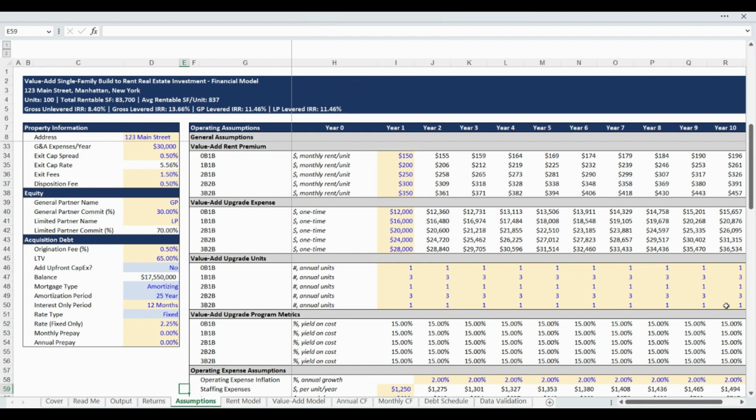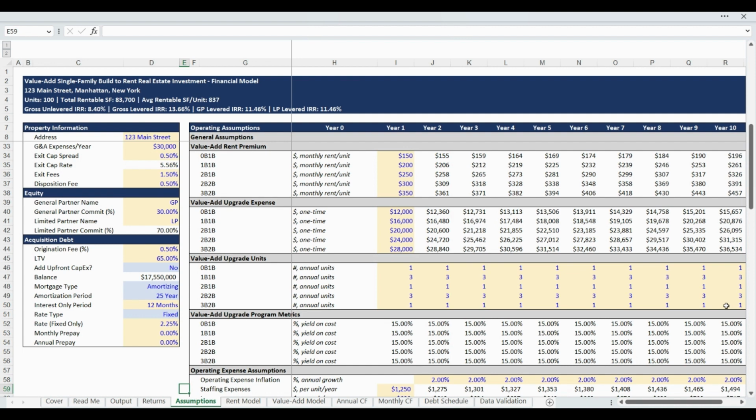The capital expense for the renovation is entered by floor plan as the cost per unit and grown at your inflation assumption each year. The final value-add input required is for the volume of units to renovate each year. You will most likely not be able to renovate every unit unless the building is acquired vacant, which means an annual schedule will be applied.